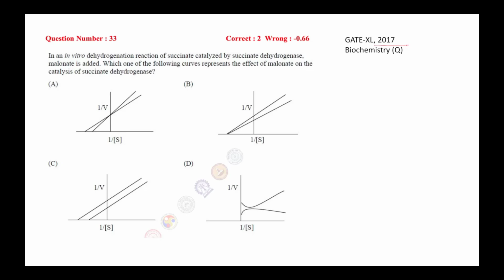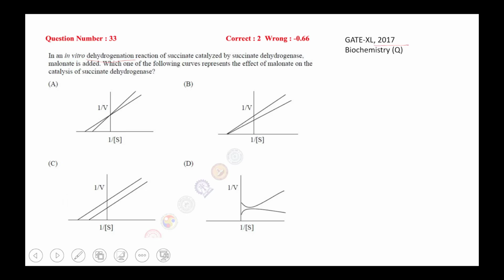Okay, so let's read what the question is asking. In an in vitro dehydrogenation reaction of succinate catalyzed by succinate dehydrogenase, malonate is added. Which one of the following curves represents the effect of malonate on catalysis of succinate dehydrogenase? Okay, so this question is from the topic of enzyme kinetics and inhibition.